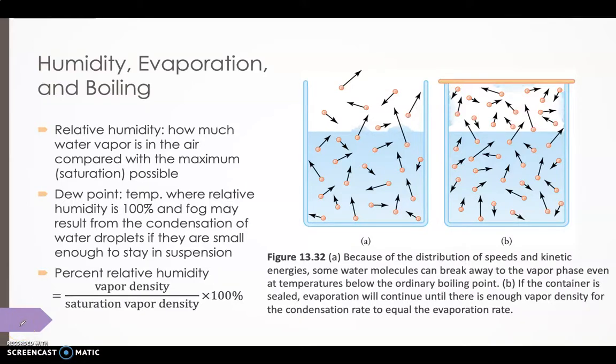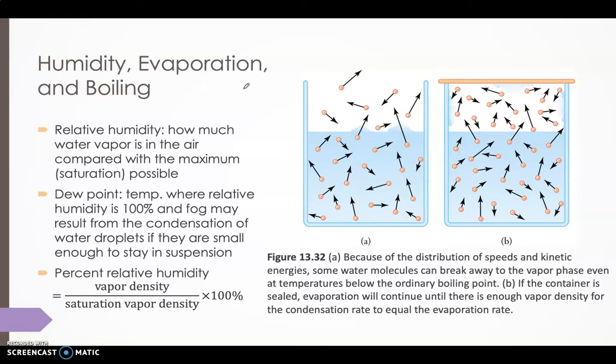All right, so we're going to go ahead and continue our discussion with humidity, evaporation, and boiling. So relative humidity is going to be defined as how much water vapor is in the air compared to the maximum saturation possible. Okay. Then we have the dew point, which is the temperature where relative humidity is 100%, and fog may result in condensation of water droplets if they are small enough to stay in suspension.